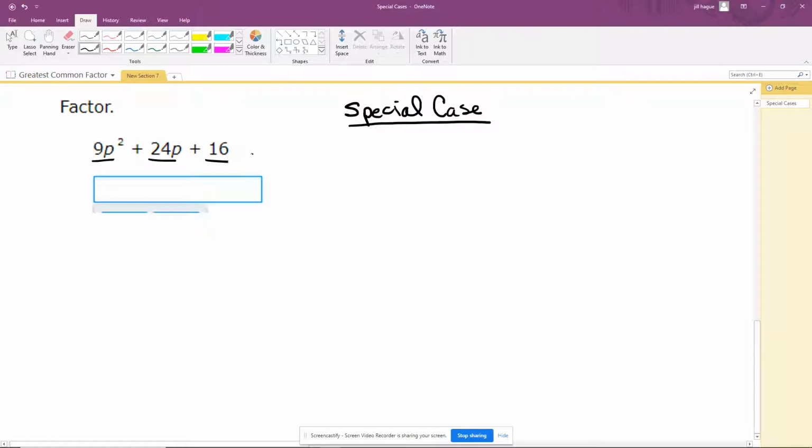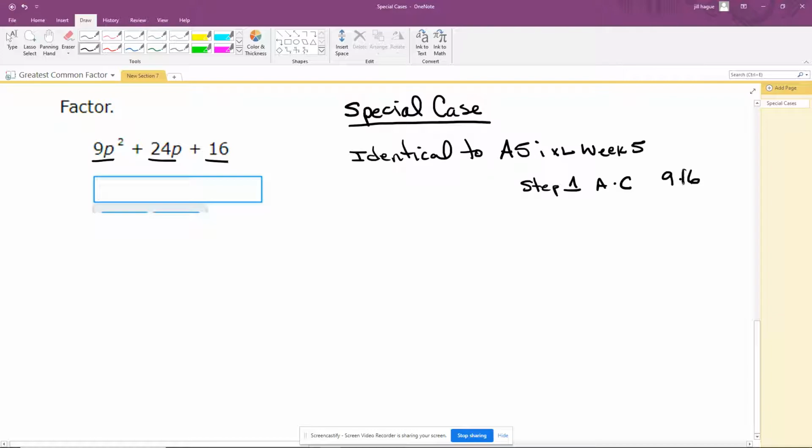So this is identical to the stuff from week 5, the A5 IXL stuff we did last week. This is the same problem, so you can go about this the same way. You can do step 1, A times C, which is 9 times 16.